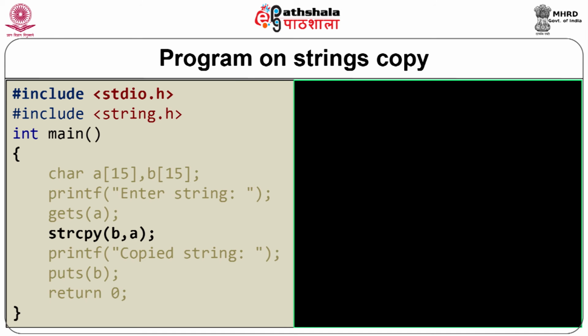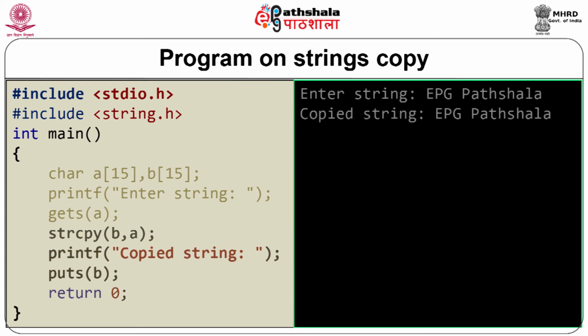In the copied string we are using the function puts(B). puts(B) will display the content of the B variable, and your B variable is the destination. So, A's values are already copied into B and therefore, the copied string is EPG Pathshala.